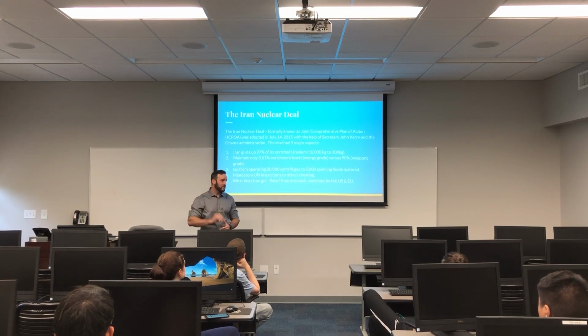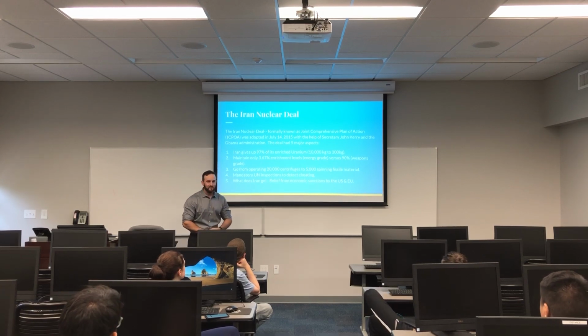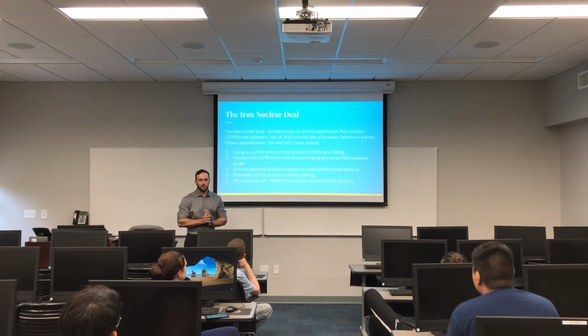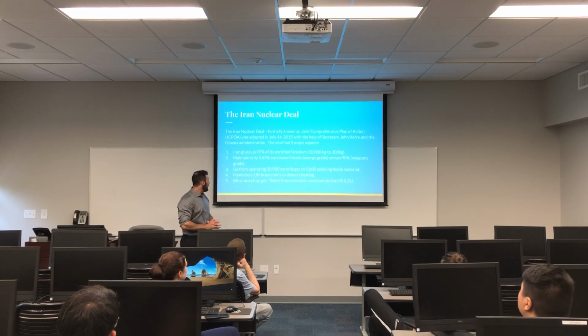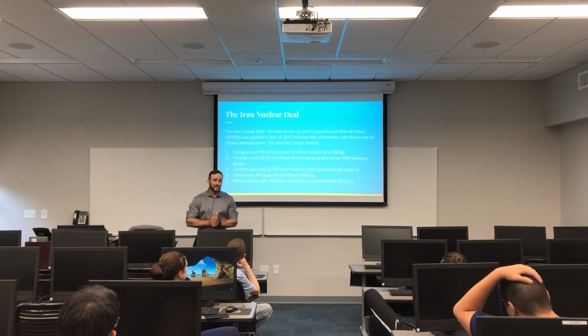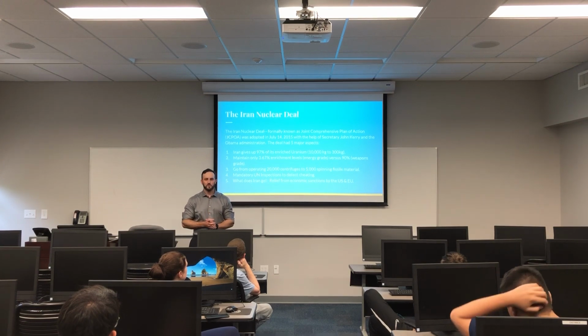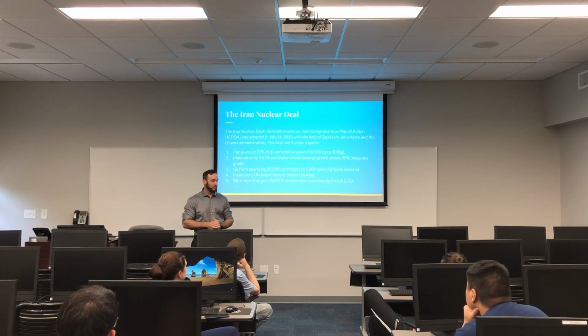The deal had 5 major aspects to it. First being that Iran gave up 97% of its enriched uranium, moving 10,000 kilograms down to 300. Second, maintain only 3.67% enrichment levels. To produce a nuclear bomb or a dirty bomb, you need to enrich at 97%. 3, go from operating 20,000 to only 5,000 centrifuges. These are required to produce enriched uranium or fissile material.